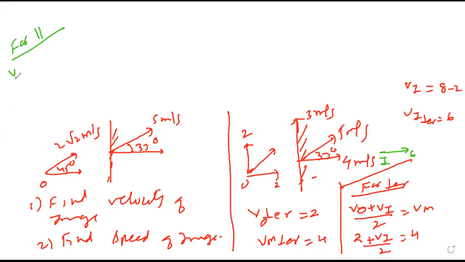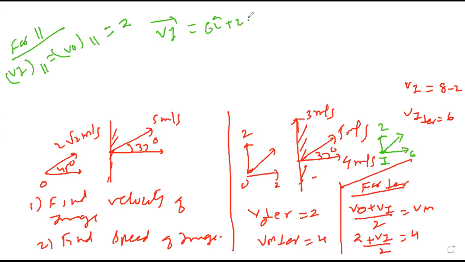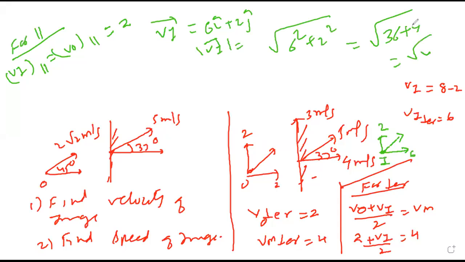For parallel, the image velocity in parallel is same as V object in parallel, irrespective of mirror motion. So this will be equal to 2. So now image is moving 2, and the resultant of both will be like this. So this will be 6 i cap plus 2 j cap and its magnitude is root of 6 squared plus 2 squared, which is 36 plus 4, root 40, which we can write as 2 root 10.